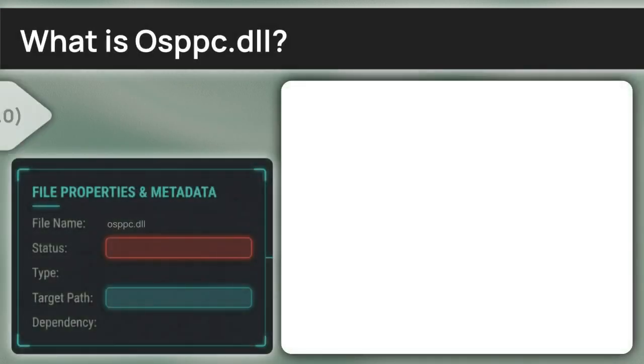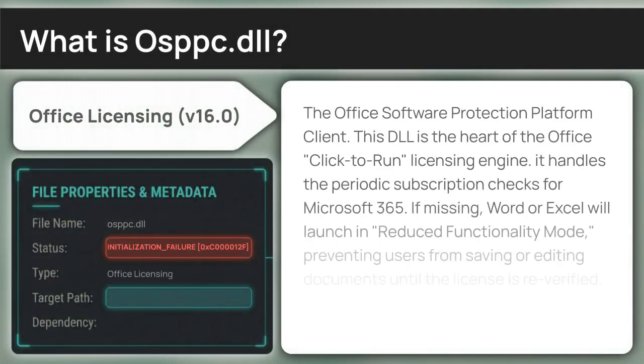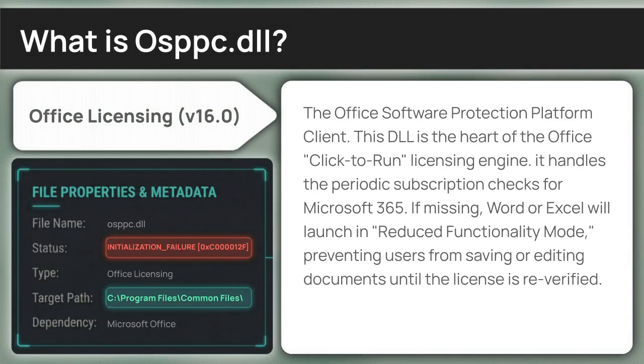This is the Office Software Protection Platform Client. This DLL is the heart of the Office click-to-run licensing engine. It handles the periodic subscription checks for Microsoft 365. If missing, Word or Excel will launch in reduced functionality mode, preventing users from saving or editing documents until the license is re-verified. Since we've identified what's missing, let's try the official recovery method.